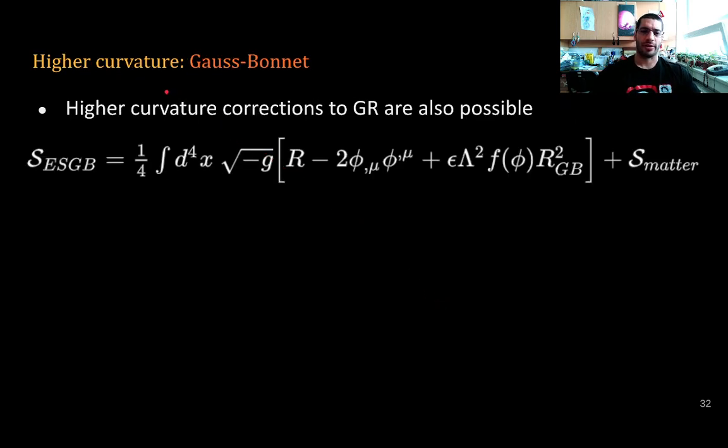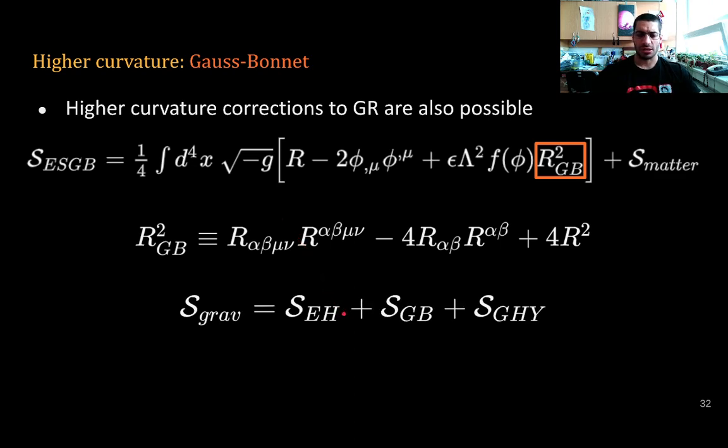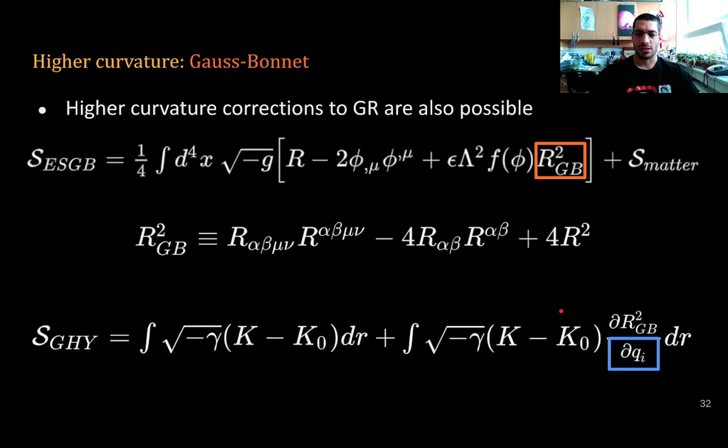Finally, for higher curvature corrections, let us consider Einstein-scalar-Gauss-Bonnet, and in this case the Gauss-Bonnet is just a sum of second order curvature corrections, and the gravitational action will be equal to the Einstein-Hilbert, the Gauss-Bonnet, and the Gibbons-Hawking-York, where the Gibbons-Hawking-York term now will also have to contain second order curvature corrections, which can be just cast as the variation of the curvature corrections as a function of each curvature parameter.